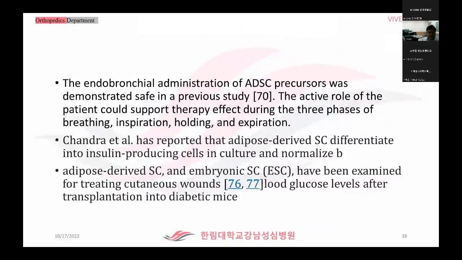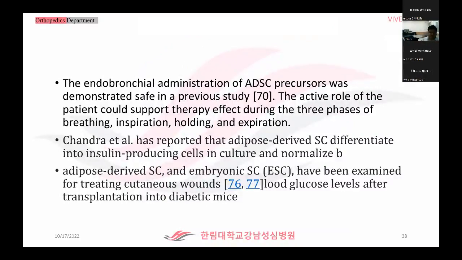So this is very important: endobronchial administration of the adipose-derived stem cell precursor was demonstrated safe in a previous study, and you can find the reference. The active role of the patient could support the therapy effect during the 3 phases of breathing: inspiration, holding, and expiration.